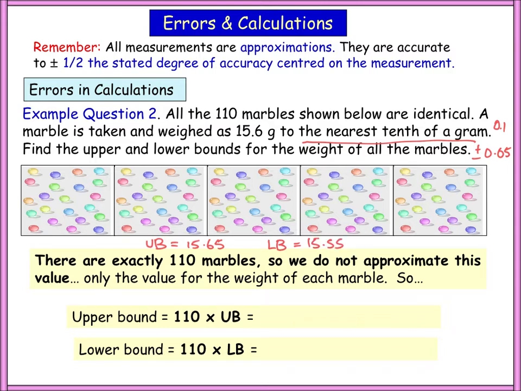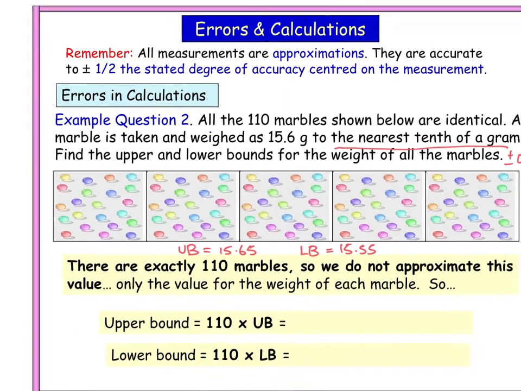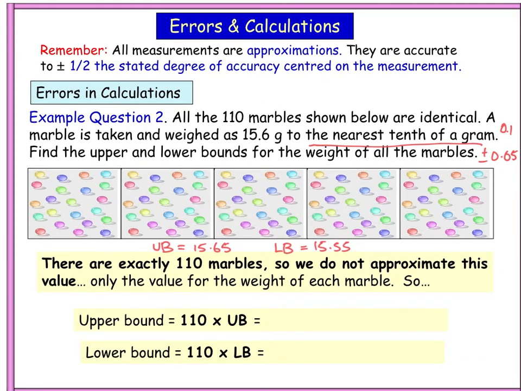Now, we're asked for the upper and lower bounds for all 110 marbles. Just be slightly careful here. There are exactly 110 marbles. That has not been rounded. Okay, there can't be 110.5 or 109.5 marbles. There are exactly 110 marbles. So to find the maximum weight or the maximum mass, we simply need to take 110 and multiply it by the upper bound of one marble.